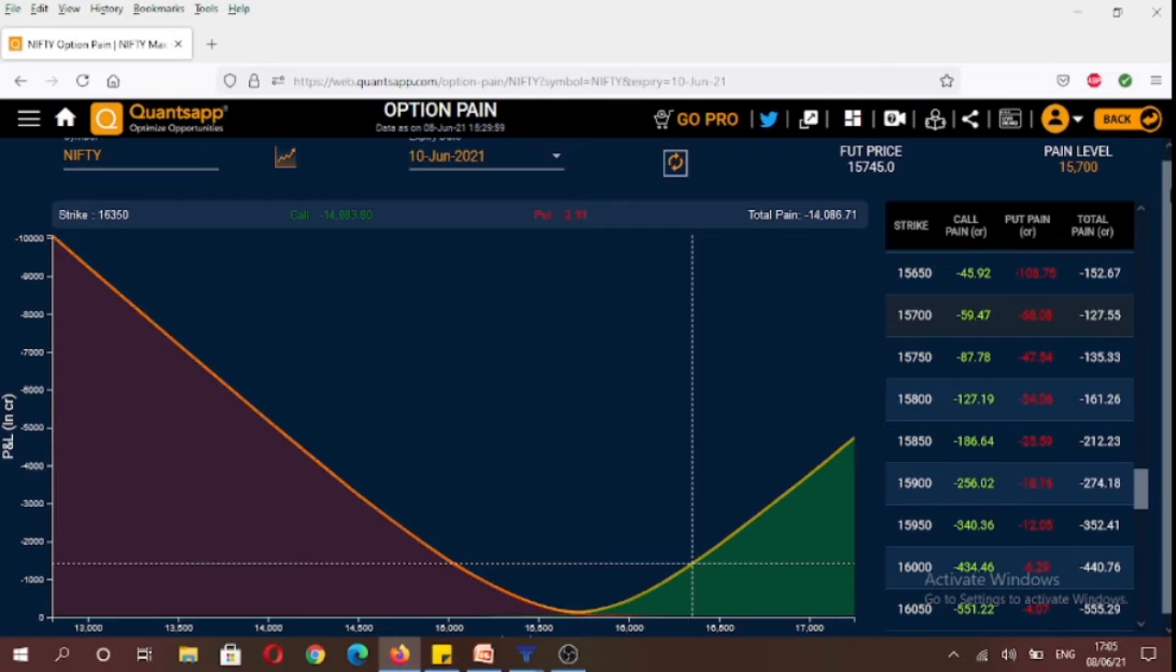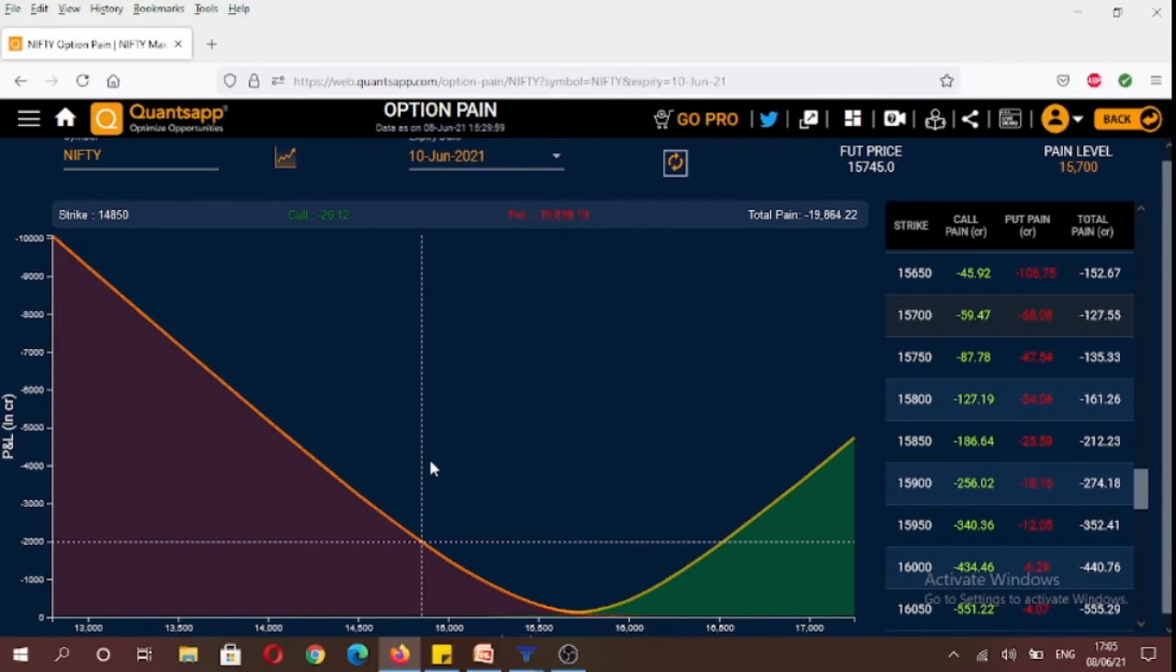So here you will see that for 10th June weekly expiry contract, the max pain level has remained at 15,700, which suggests that highest amount of calls and puts have been written at 15,700 strike overall. And if market was to expire on 10th June at 15,700 level, in that scenario, call and put option buyers of 15,700 strike will suffer huge losses, as the premium which they paid for the 15,700 strike calls and put options, they would be worth zero on expiry day.